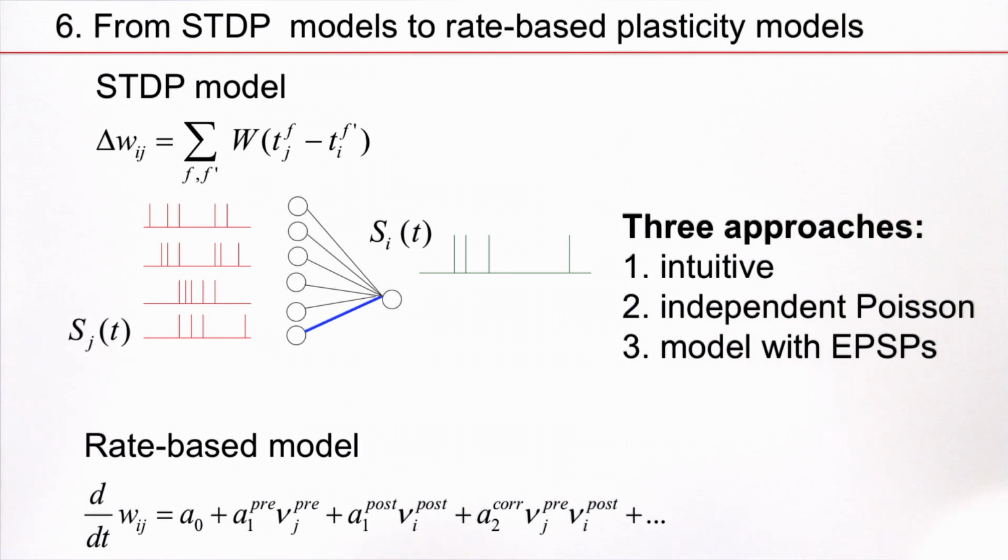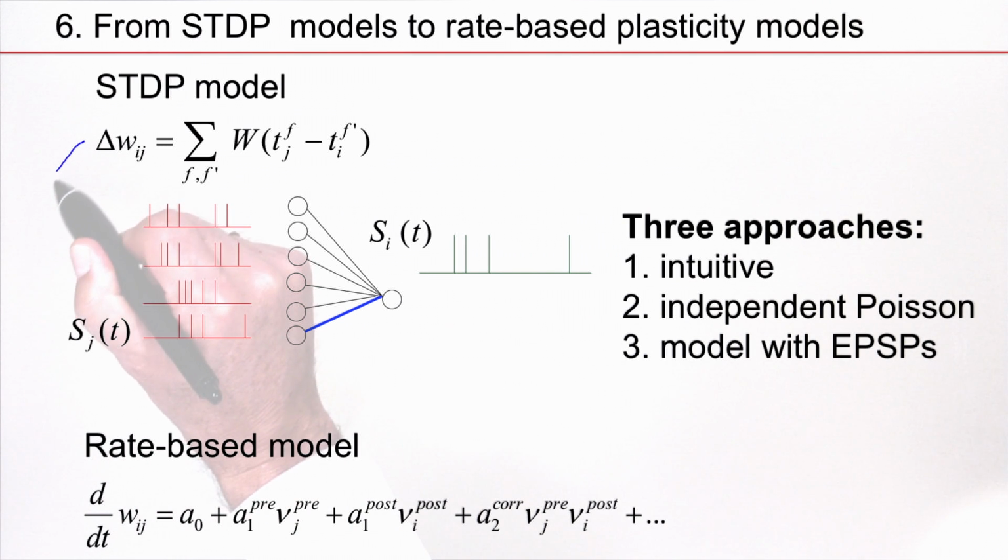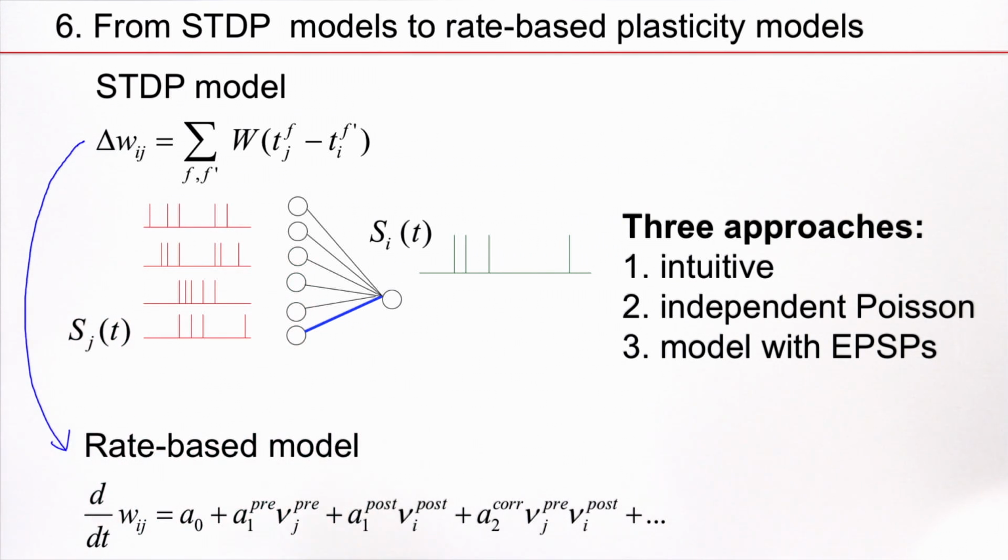So the question I would like to ask is whether I can relate the STDP model to a rate-based model. Is this possible? And I will use 3 different approaches. I will start with an intuitive approach, then I will present a more mathematical approach based on Poisson neurons, and finally I will look at a more realistic model of a neuron which really uses excitatory postsynaptic potentials. So let's start with the intuitive approach.